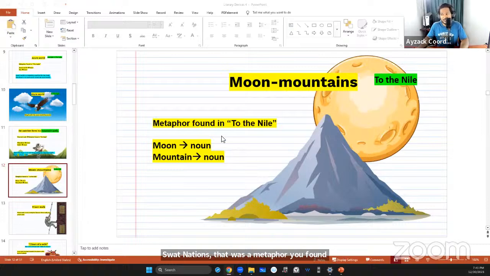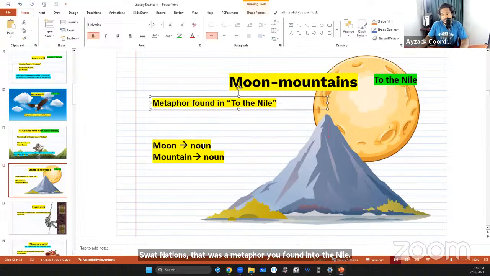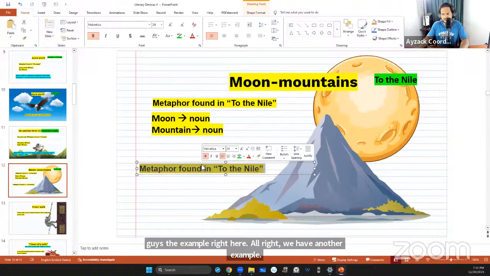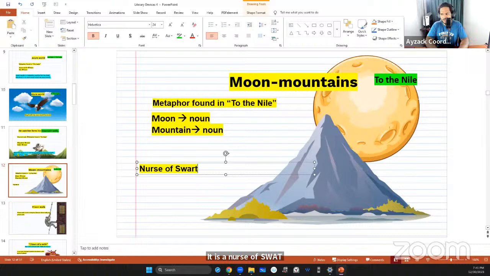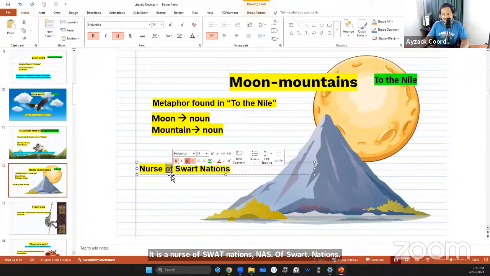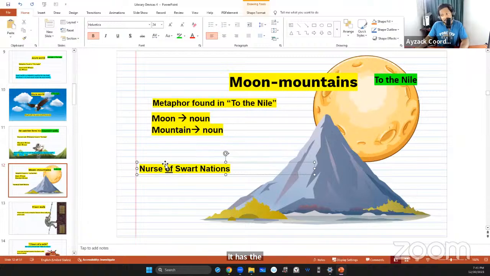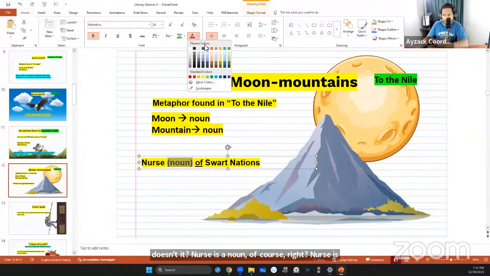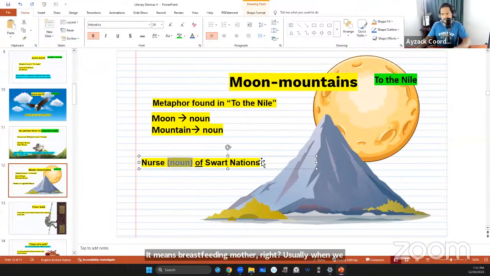Let me show you guys very quickly. I can even give you guys the example right here. All right. We have another example. It is nurse of swart nations. Nurse of swart nations. That is a metaphor. It has the of, right? It is a metaphor that uses of, doesn't it? Nurse is a noun, of course, right? Nurse is a noun. It means breastfeeding mother, right? Usually when we say that she is nursing, we mean that she is a breastfeeding mother. Swart nations are African nations. Swart nations are dark-skinned. African nations, dark-skinned.